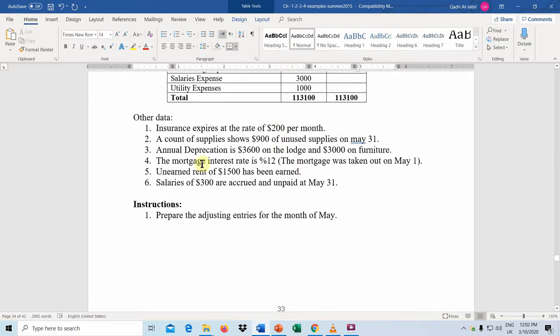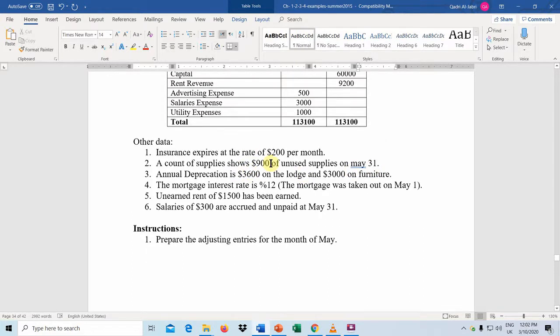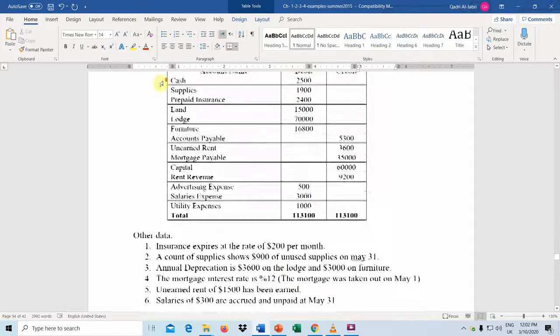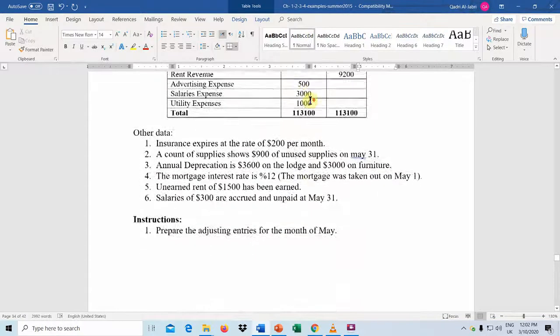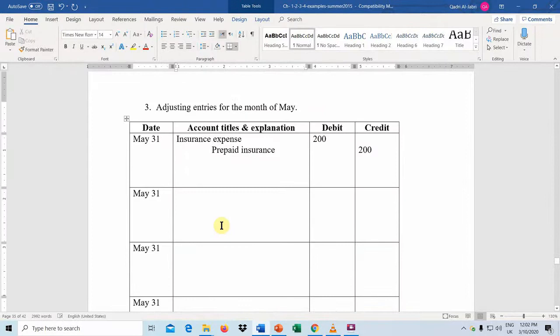Second one, account of supplies, shows $900 of unused supplies on May 31. For this one, how much did we use? If we have 900 supplies on hand at the end of the month, and before we had supplies of 1,900, if the unused is 900, then the amount that we used is 1,000. So it is simply 1,900 minus the 900, we will get 1,000.